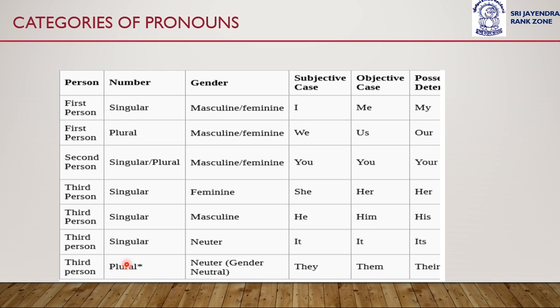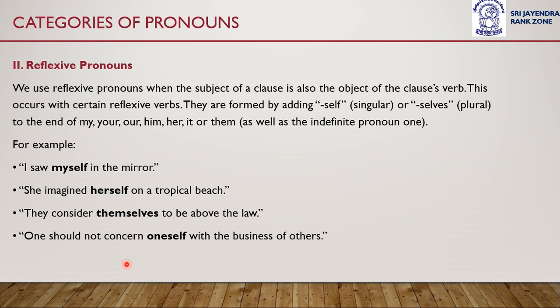completely by now. Let us move on to reflexive pronouns. We use reflexive pronouns when the subject of a clause is also the object of the clause verb. This occurs with certain reflexive verbs. They are formed by adding self for singular or selves for plural to the end of my, your, our, him, her, it, or them. For example, I saw myself in the mirror.